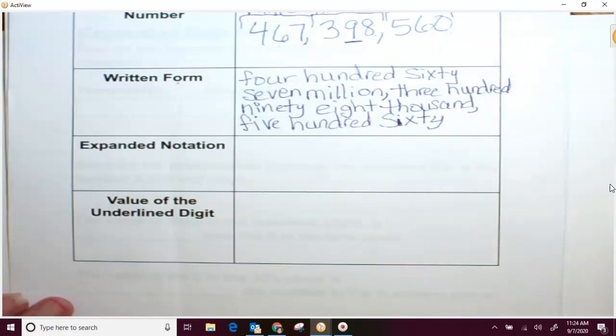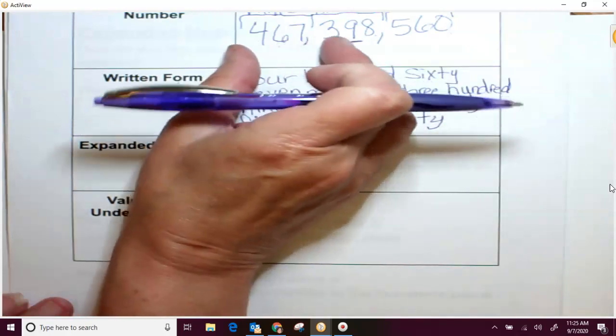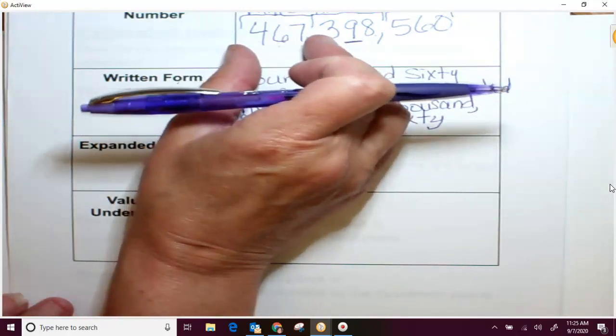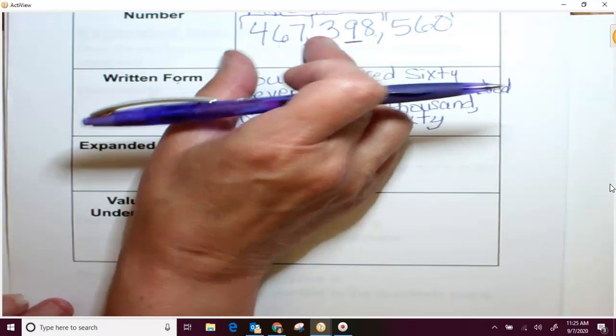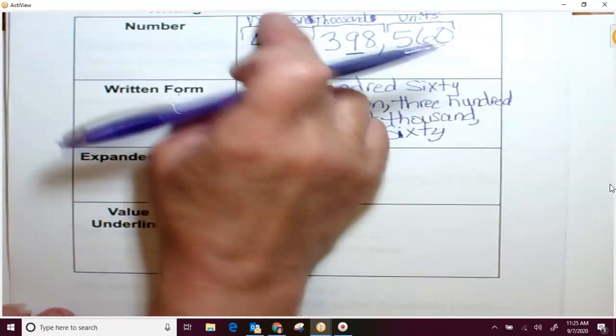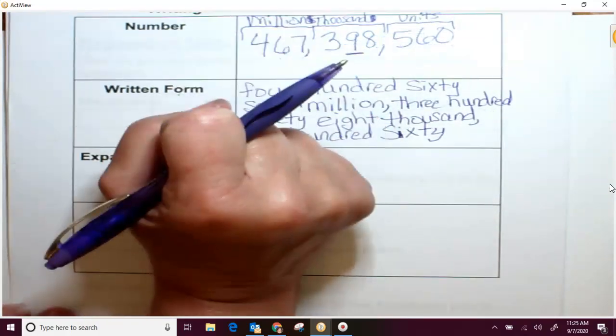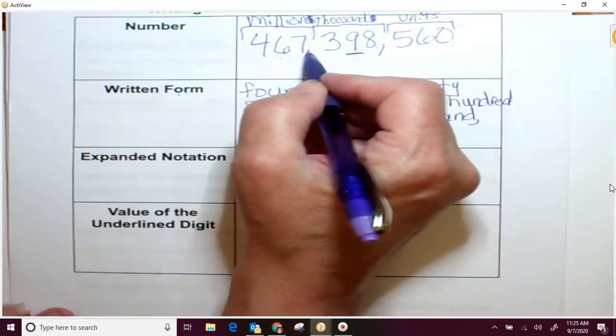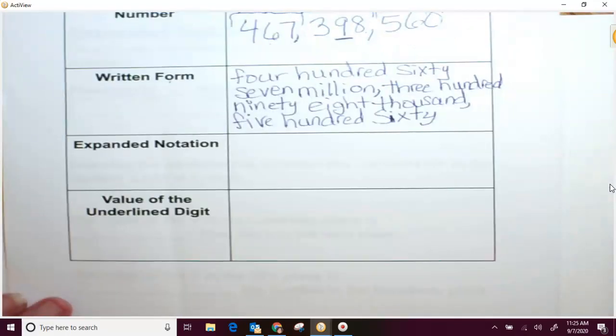So it's pretty easy to go from the word form to the standard form if you're reading it correctly and writing it in between the pauses. You read each period as if it were a 3-digit number, simply putting the name of the period where the comma is.